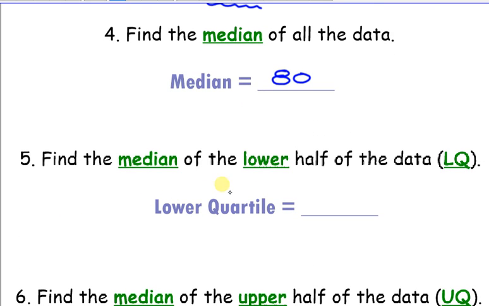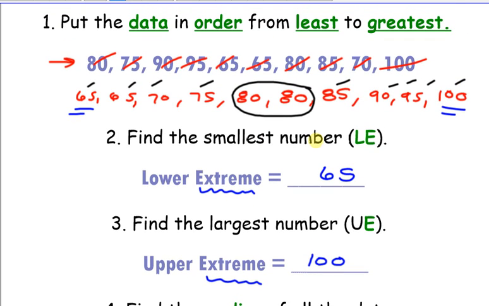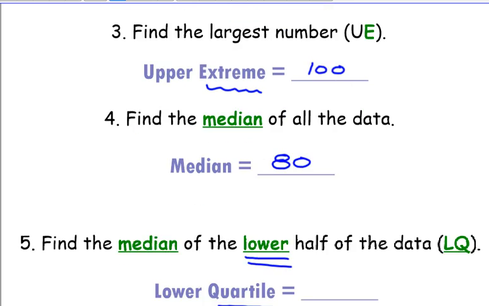Now, find the median of the lower half of the data. And that's what's going to be the lower quartile. So, we now have the data separated into two different parts. We have the lower half and we have the upper half. So, cross out, cross out, cross out, cross out, and we're left with 70 for the lower quartile.